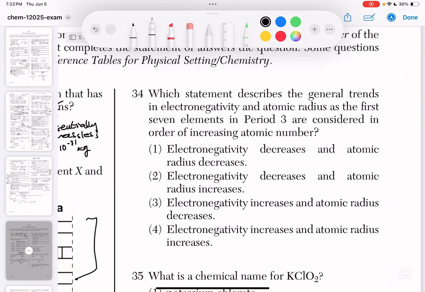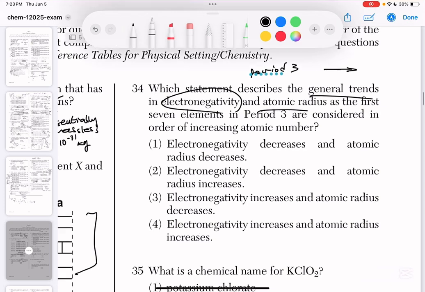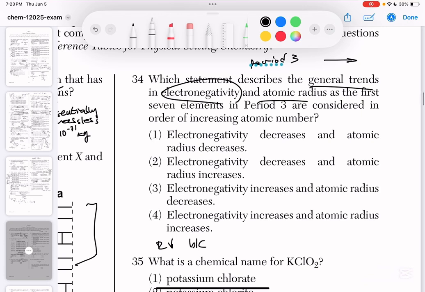General trends: electronegativity, atomic radius, increasing atomic number. So here we have period 3 going this way. As we go right, atomic radius decreases, because there are more protons, which means there's a stronger force of attraction because we have a bigger nucleus. That pulls the electron shells in tighter. So we can cross out the ones that say the radius increases.